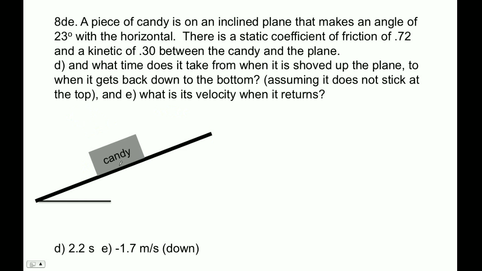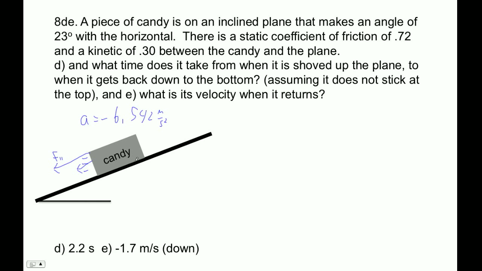let's just look at a picture of this thing. As it slides up the plane, the parallel force is always down the plane, and the force of friction is also down the plane. So the deceleration of this thing as it goes up the plane, we figured out, was negative 6.542 meters per second squared. If you want to see how I figured that out, we did that in part C.